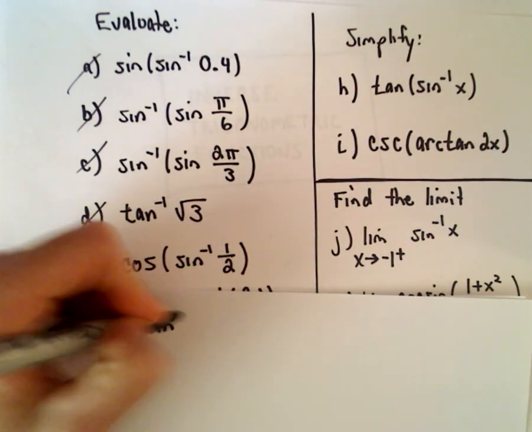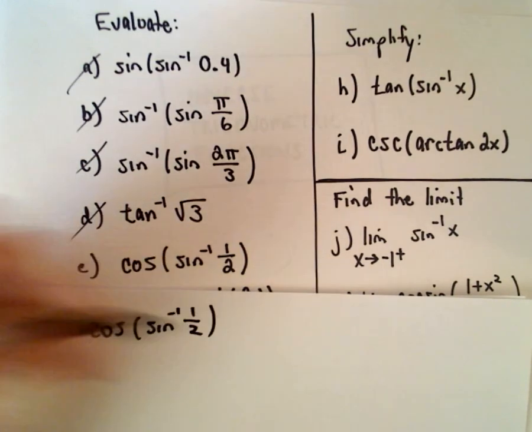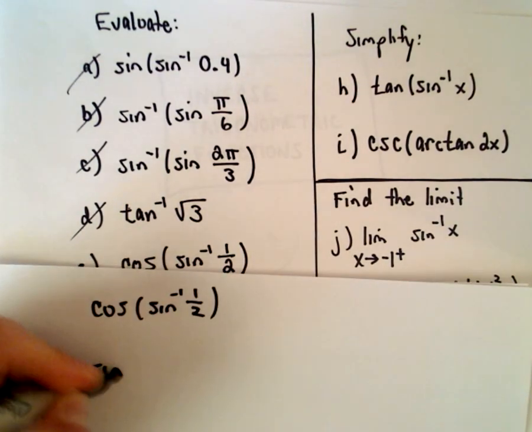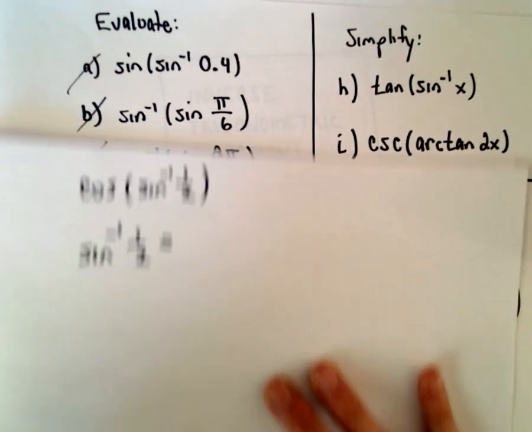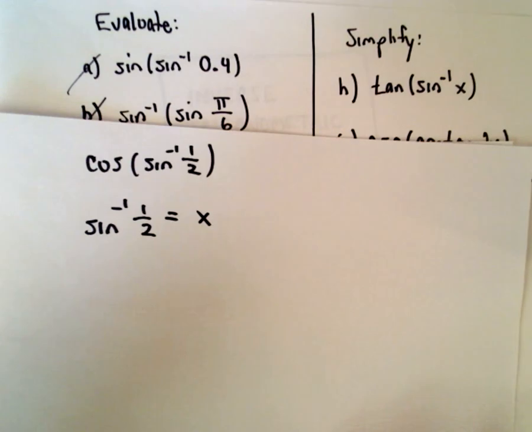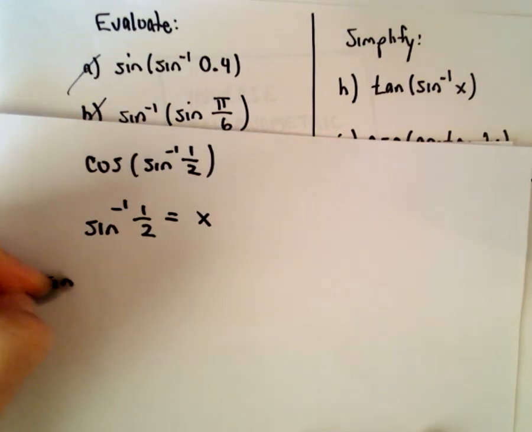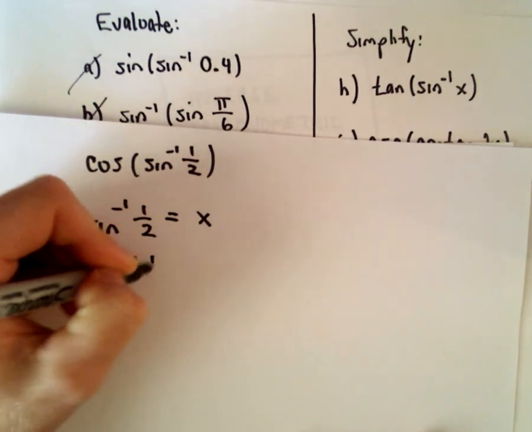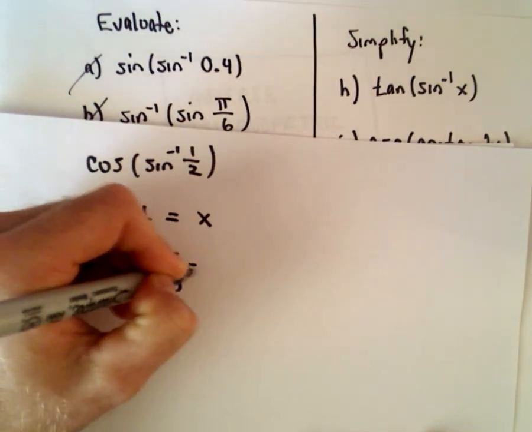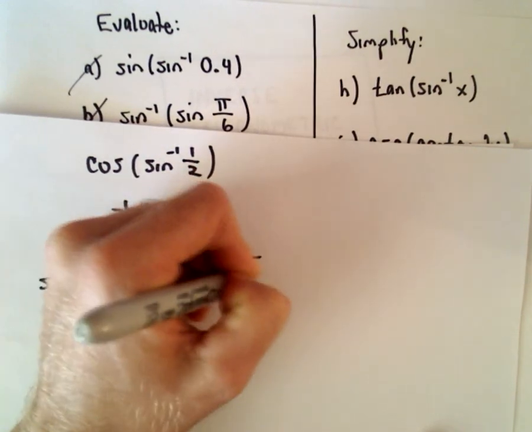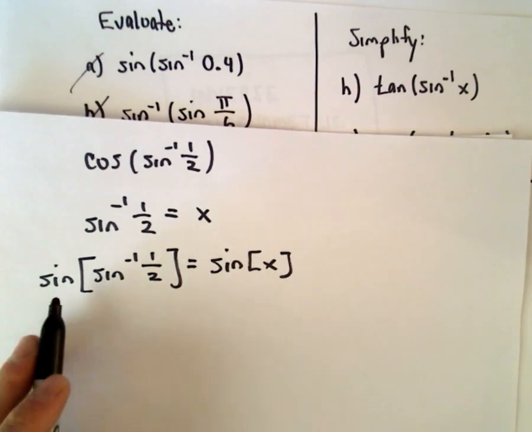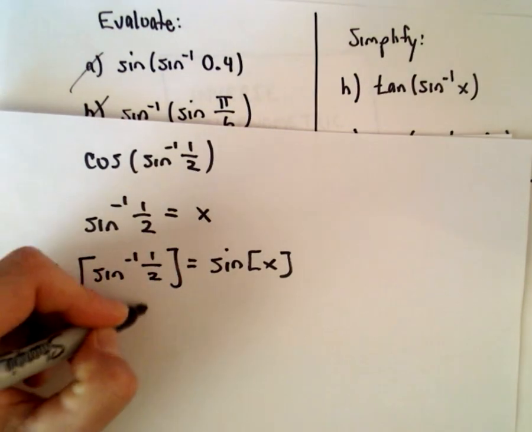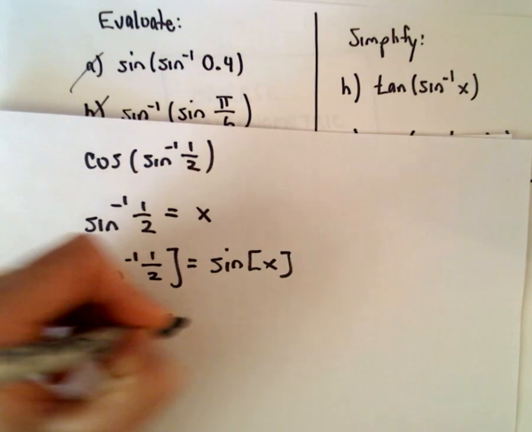So, cosine of the inverse sine of 1/2. Well, we can evaluate the inverse sine of 1/2. Again, that equals some number. Let's call it x. Well, again, we can apply the sine function to each side. So I'm just taking the sine of both sides. And again, using our cancellation properties, the sine of inverse sine is just going to leave us with our 1/2.